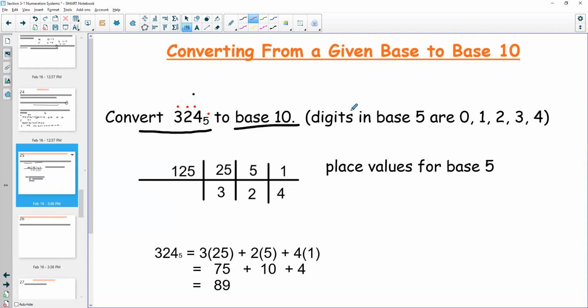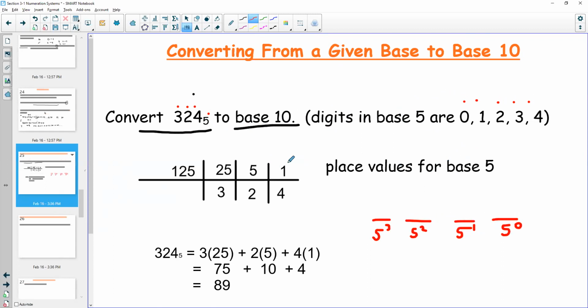First, I have to say to myself, all right, what numbers do I have? 0, 1, 2, 3, 4. Those are my digits. Then I have to think about the positional values for base 5. In base 60, it was 60 to the 0, 60 to the first, 60 to the second. In base 10, it's 10 to the 0, 10 to the first, 10 to the second. In base 5, that's still the case. So my positional values, I lay them out. So it's 5 to the 0, 5 to the 1, 5 squared, 5 cubed, right?